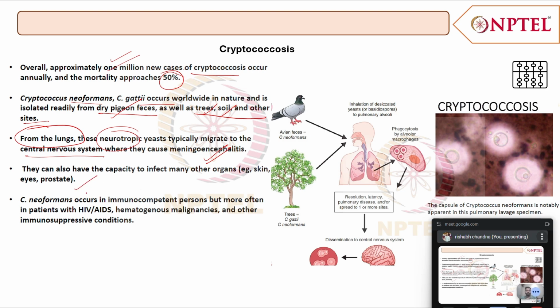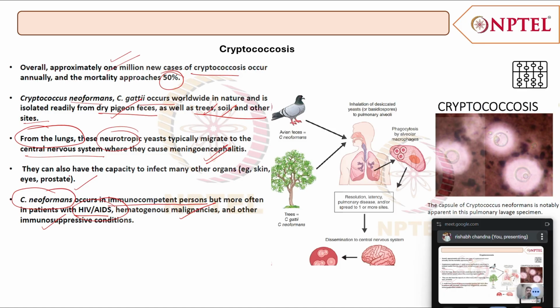Okay, so they have the capacity to infect many other organs, including skin, eyes, and the prostate. Then we have Candida neoformans, which occurs in immunocompetent persons, but more often in patients with HIV or AIDS, hematogenous malignancies, and other immunosuppressive conditions, in which the Candida neoformans can easily grow without encountering our immune system.